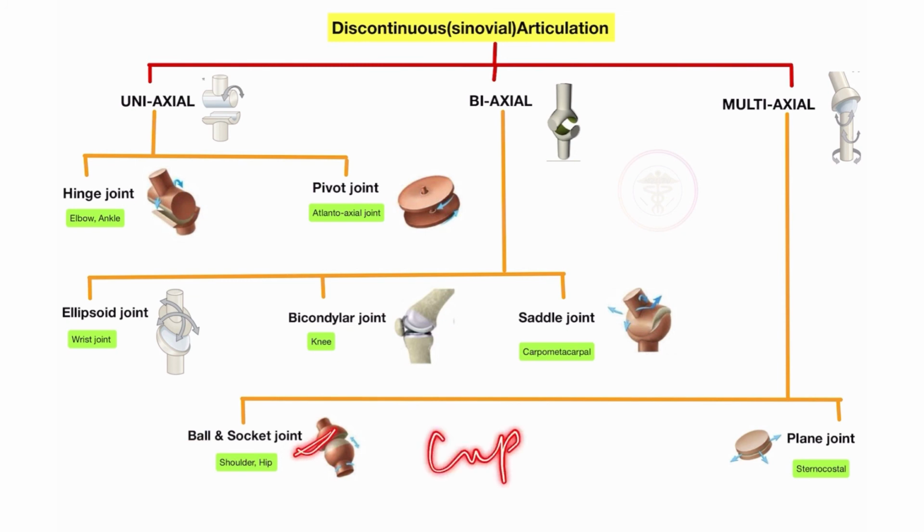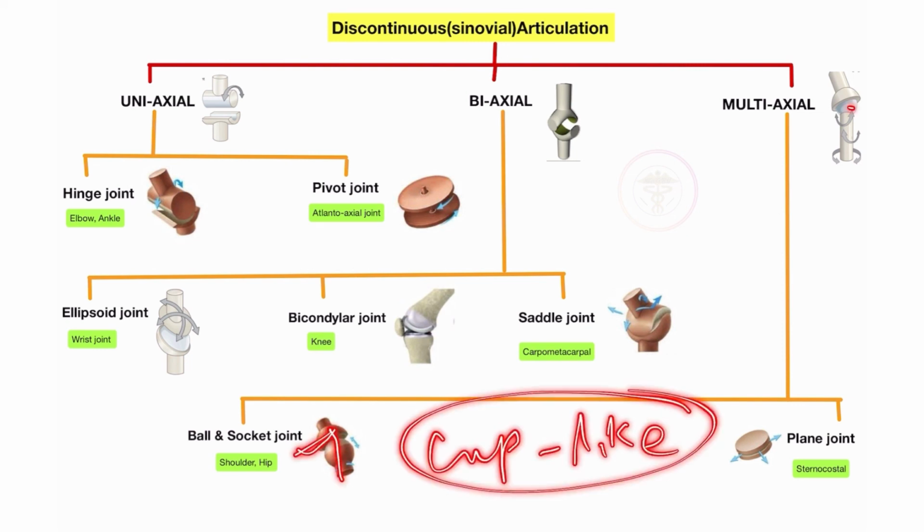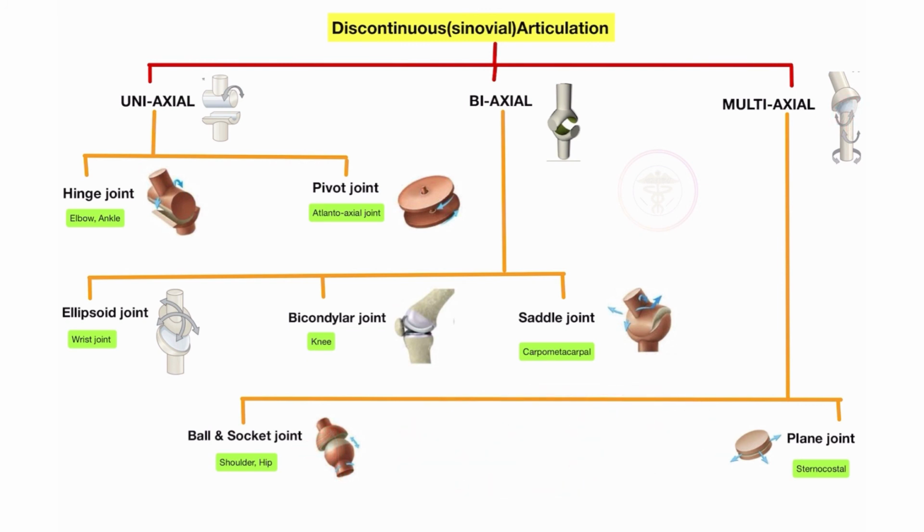It's also called cup-like joint because it's fixed like in a cup. So it's also called cup-like joint, ball and socket joint, and multi-axial joint. Second is the plane joint. Plane joint is a joint present in the sternocostal area. So it's called plane joint.